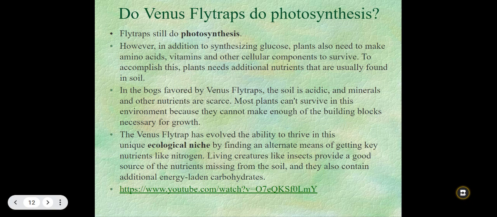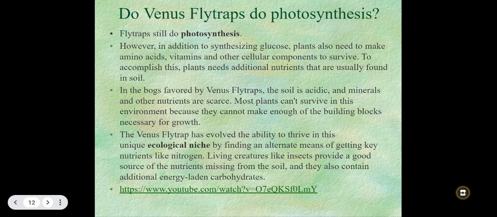But the Venus flytrap has evolved this unique ability to thrive in this area, which we call an ecological niche. They find an alternative means of getting key nutrients like nitrogen. Living creatures like the insects that they can trap inside a portion of the plant also provide them with a good source of nutrients that are missing from the soil.